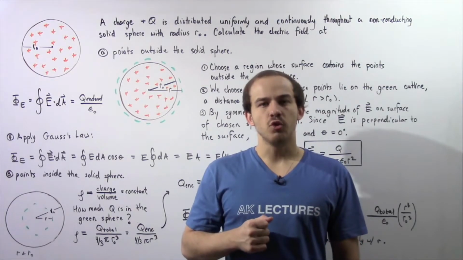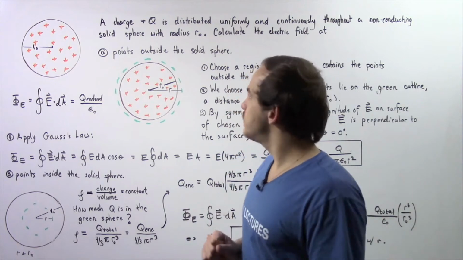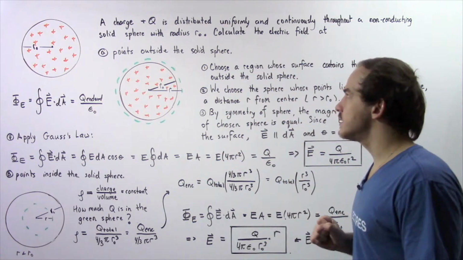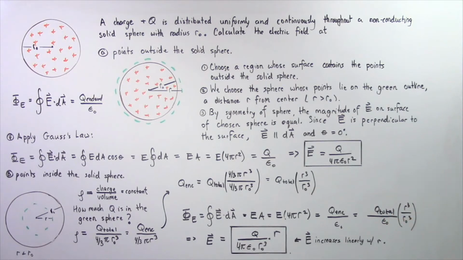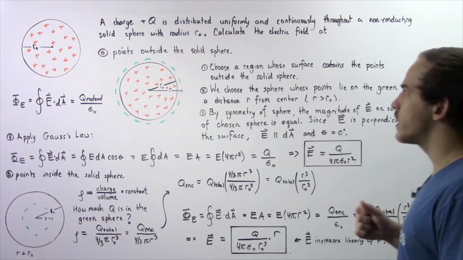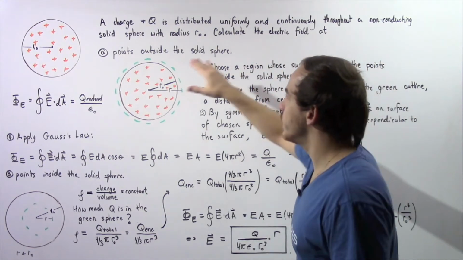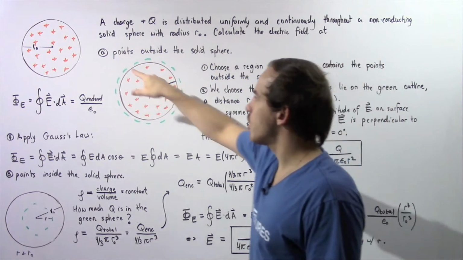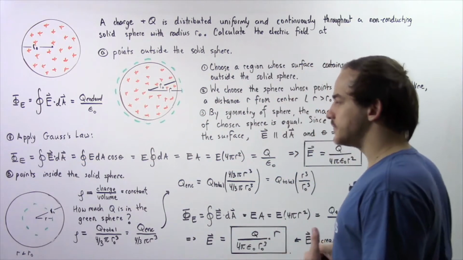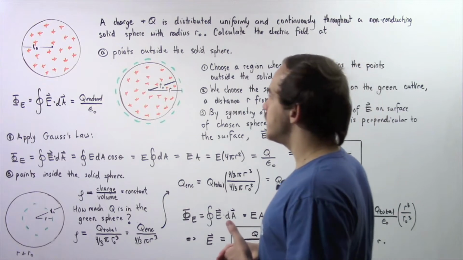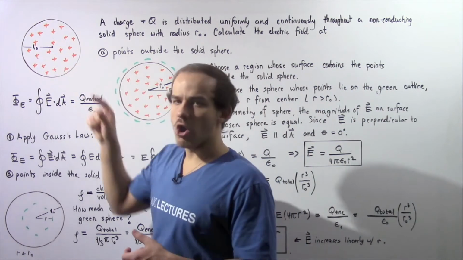So let's look at the following example that will deal with Gauss's law. So let's begin. A positive charge Q is distributed uniformly and continuously throughout a non-conducting solid sphere with radius r0. Calculate the electric field at points outside the solid sphere in part A, and in part B at points inside the solid sphere.